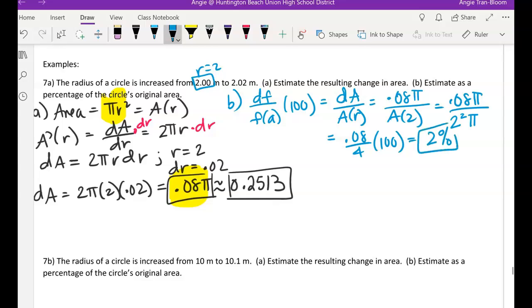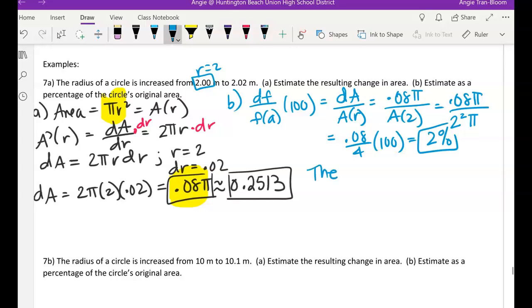Okay, I get the number for both parts A and B, so let's just go ahead and write a complete sentence. Okay, ready? Part A said estimate the resulting change in area. So the estimated change in area is about, you can write it as 0.08 pi or 0.25113, and then we can add the percentage in, okay?